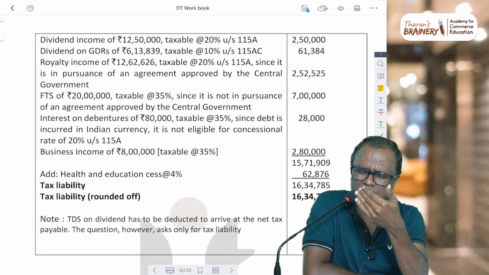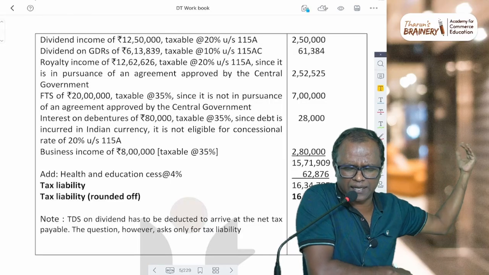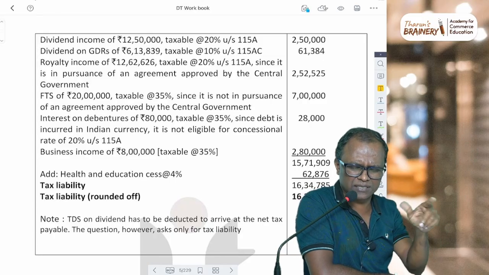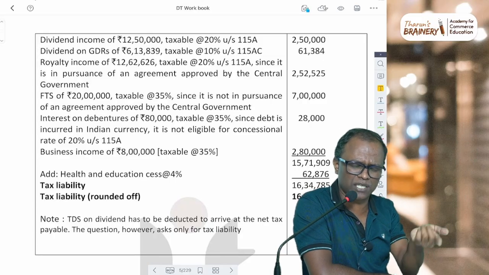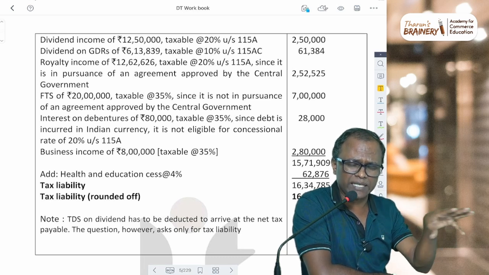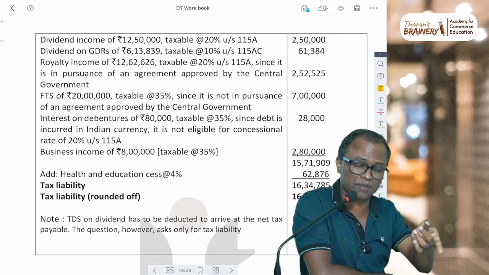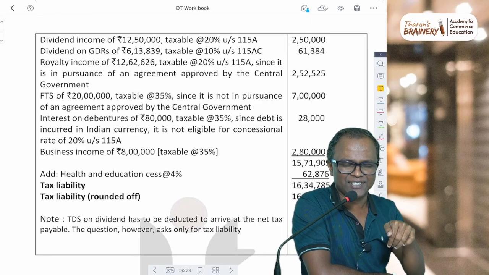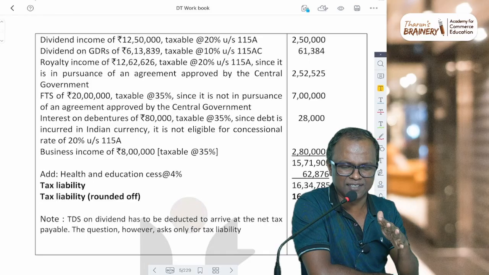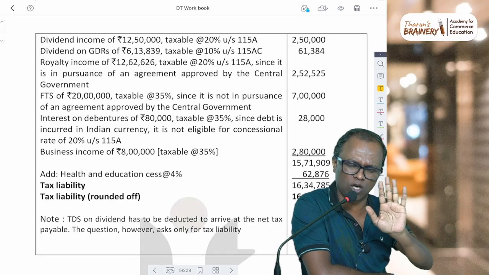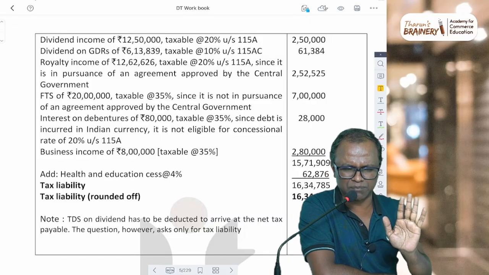And here one more thing is very important. See that second item, the majority of students will make a mistake. They will take the debenture interest income, but they won't take the technical know-how. Some students will take the technical know-how as royalty income or FTS, and they will omit to take the interest income. Remember that is true. Furthermore, don't apply 115A because debentures are issued in India. So it is not in foreign currency, debt is incurred in India. So the interest income won't get the concessional rate. It will be taxed at the normal rate of 35. That is very important.